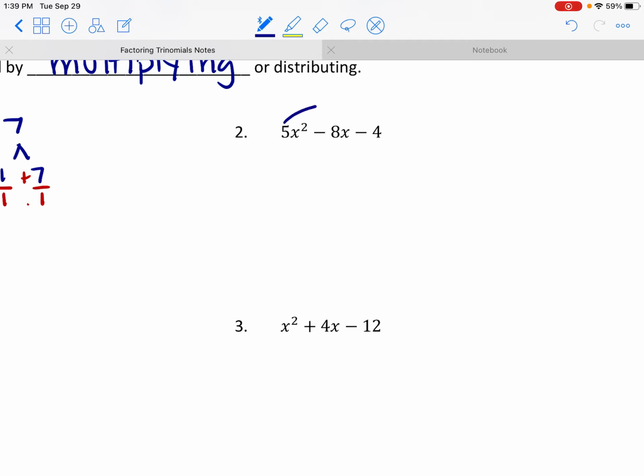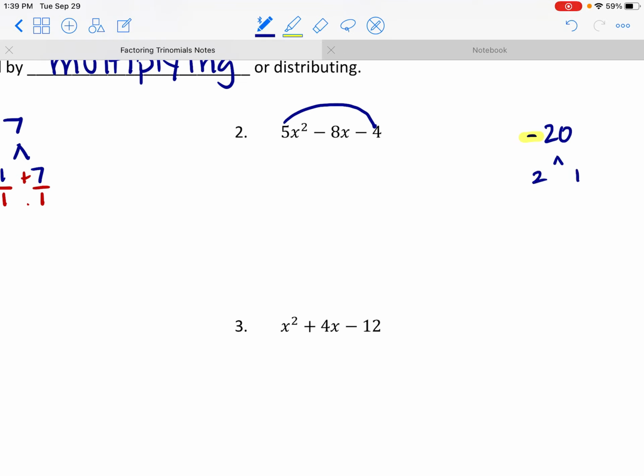Okay, 5 times negative 4, we multiply, we get a negative 20. I'm looking for factors that multiply to negative 20 that also add to a negative 8. Because it's a negative number, I'm actually looking for factors that make a difference of 8, because I need one of the numbers to be negative. Factors of 20 could be 1 and 20, or 2 and 10, or 4 and 5. I'm looking for a difference of the middle number, so I'm going to use the 2 and the 10.